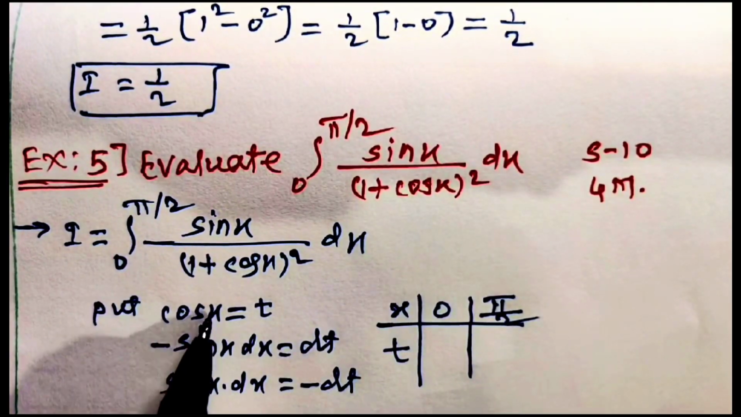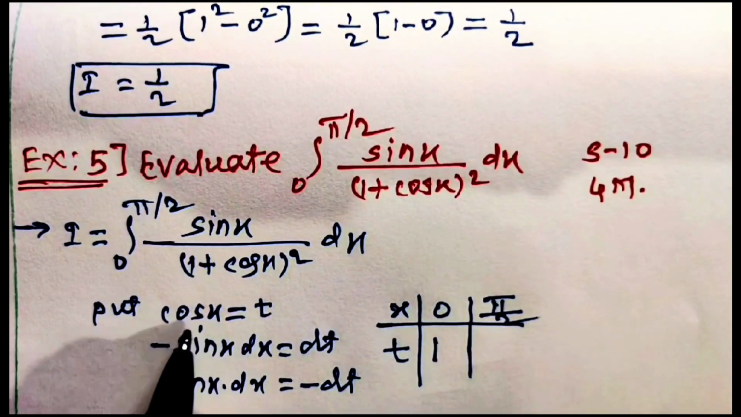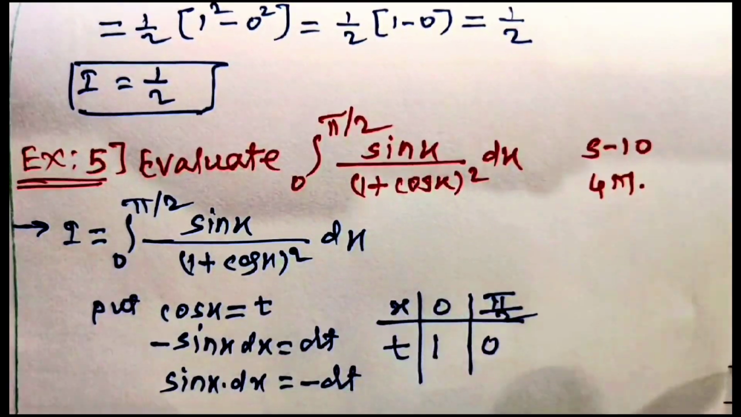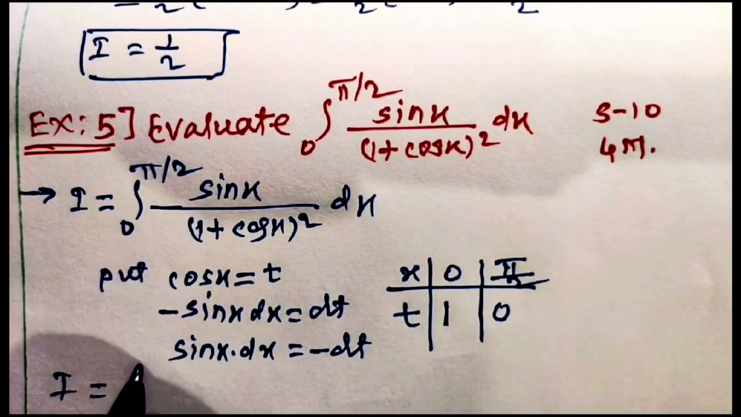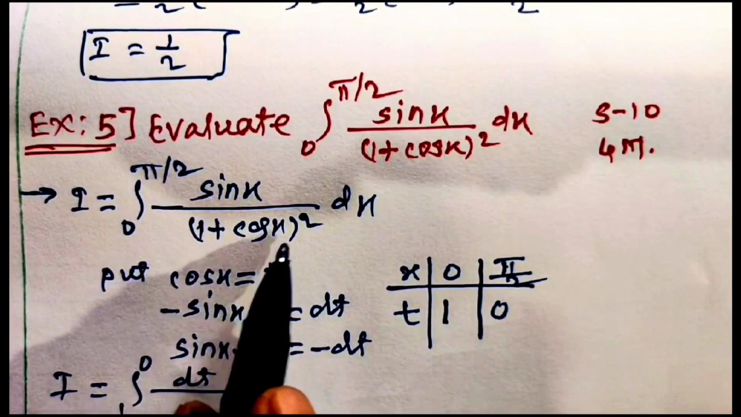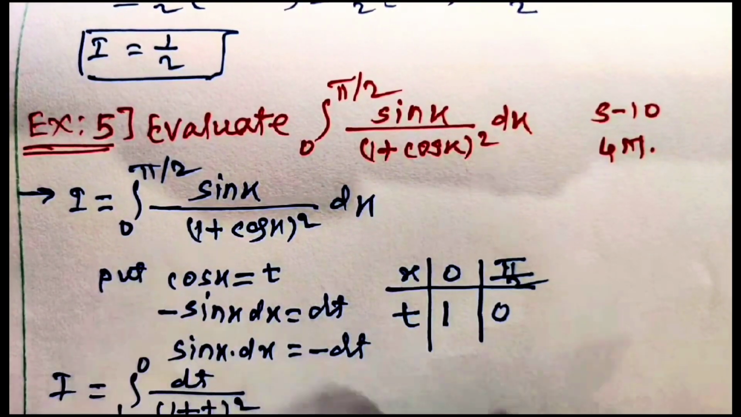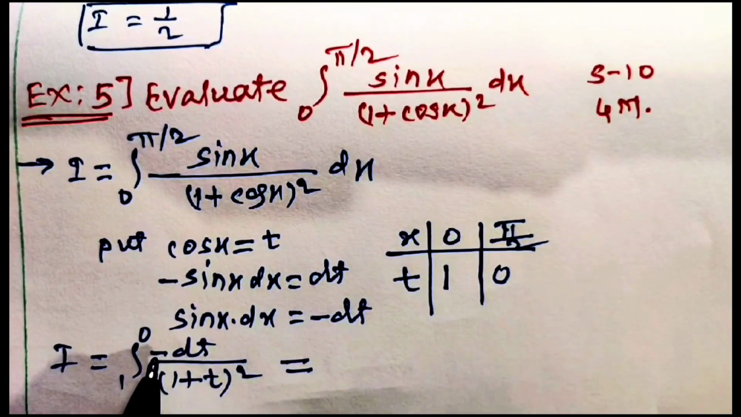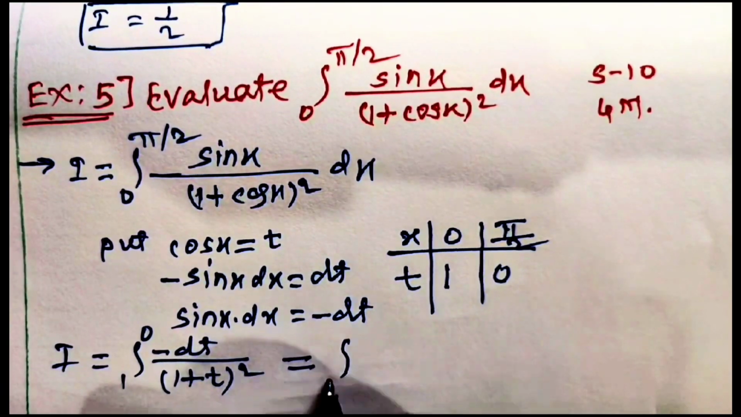When x is 0, put here, cos 0 is 1. T is equal to 1. When x is pi by 2, put here, cos pi by 2 is 0. Hence, limits of t are from 1 to 0. Hence, I can be written, in terms of the new variable, with limits from 1 to 0, sin x dx is minus dt divided by (1 plus t) square. Taking this minus sign, we can interchange the limits. Because of this minus sign, we can write 0 to 1.